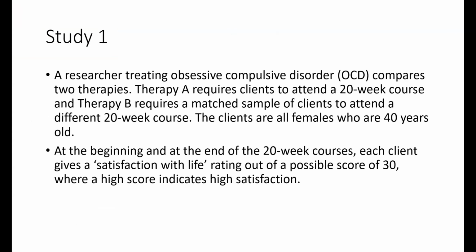So then going back to the studies, study 1, we already identified that the dependent variable was the satisfaction with life score. So this is the variable we need to look at to decide level of measurement. So satisfaction with life, rating out of a possible score of 30. So there are no categories suggested with this, so it's not nominal. It's a score, so that suggests it's a scale.